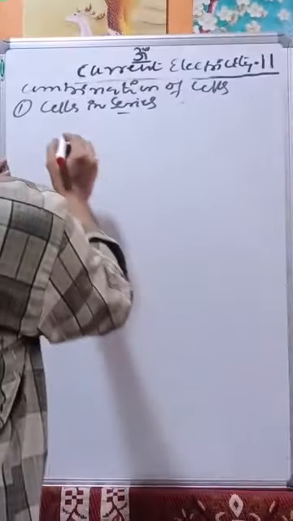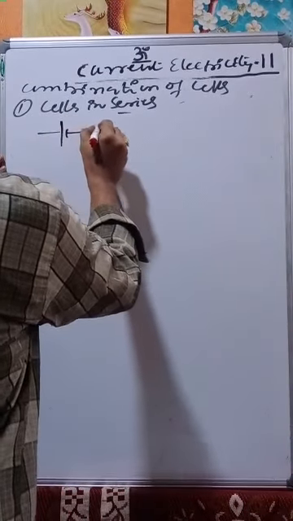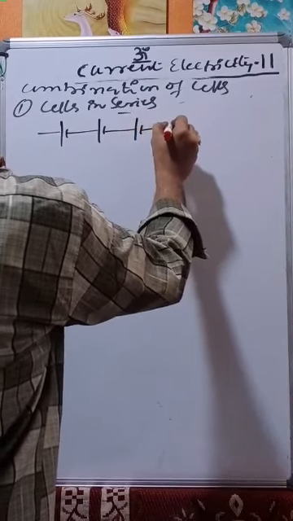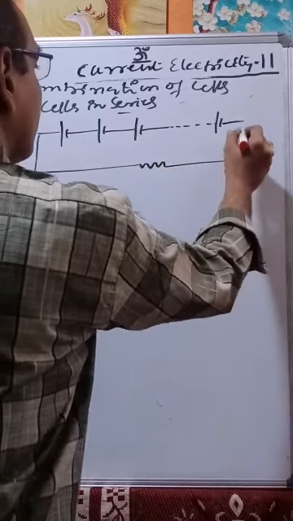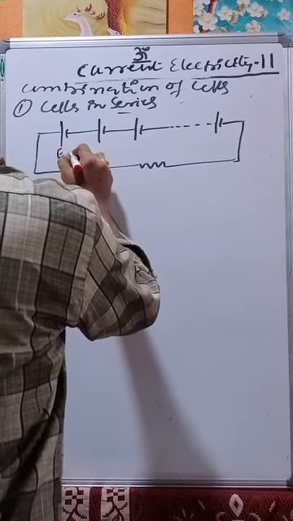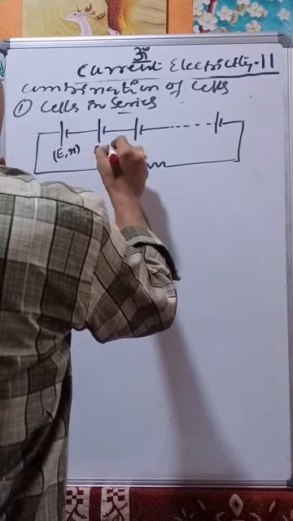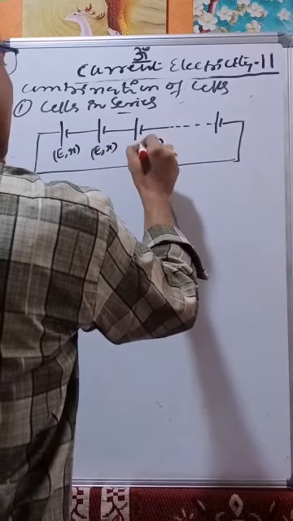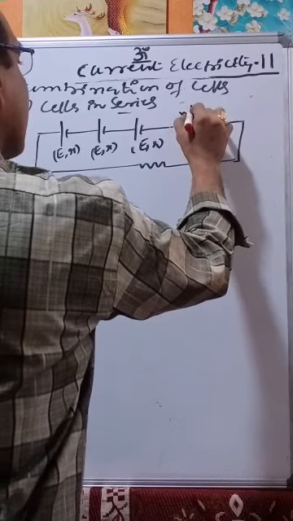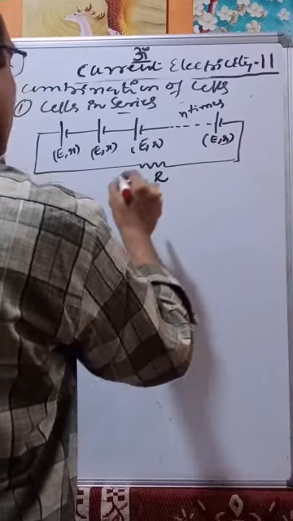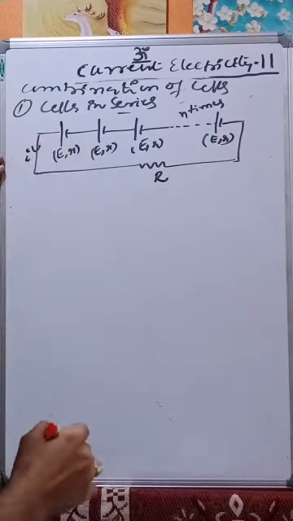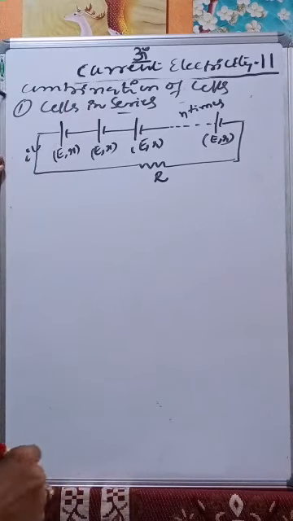Now let us say number of cells. This is E, r. This is E, r. This is repeated n times. This is external resistance R. The current is like this. Now here we are having n number of cells connected in series.